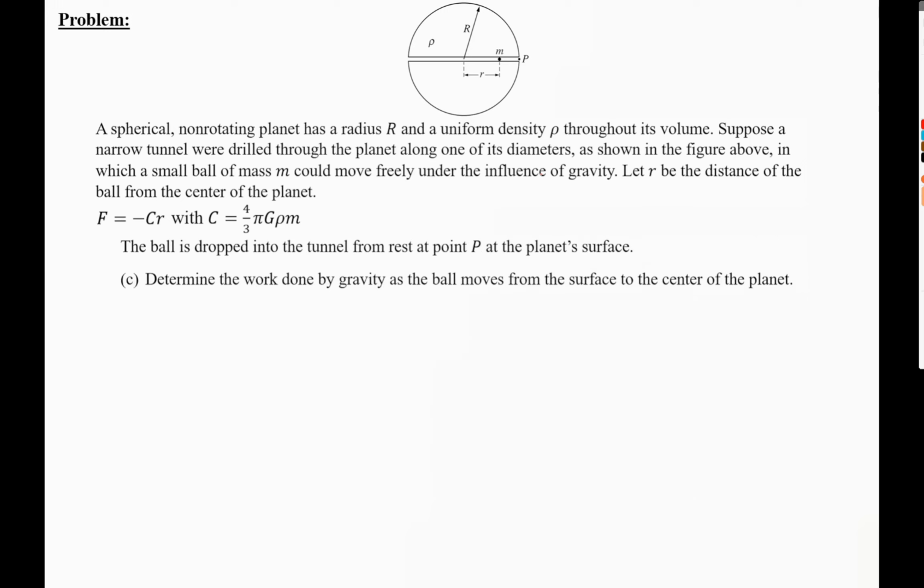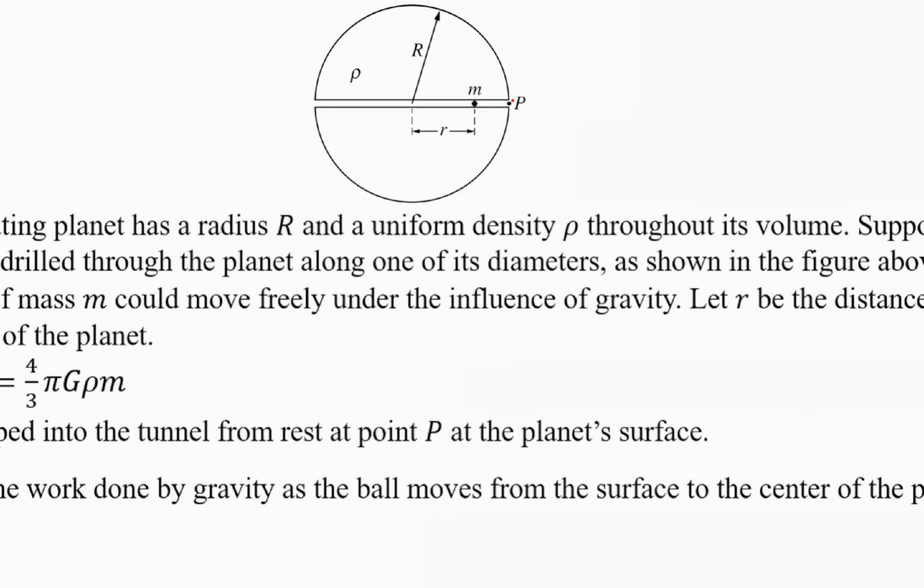Now the ball is dropped into the tunnel from rest at the point P at the planet's surface. So we're going to release mass m from this point, and there will be a pull of gravity acting toward the center of the planet, so it will move to the right. Due to the exerted force, it will reach this point with a gain in speed.